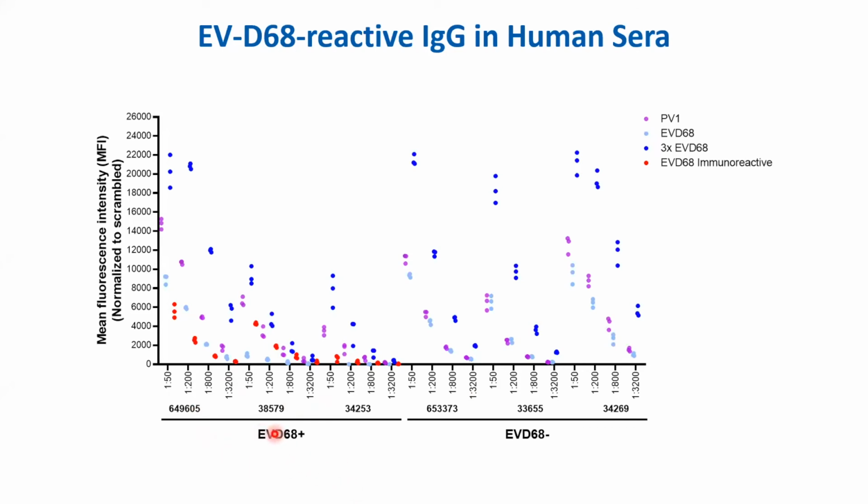patients, the one really interesting thing we see is that the positive antibodies are still binding, but we also see binding with this EVD68 immunoreactive peptide, again suggesting that this peptide is really, really good at teasing out and finding EVD68 specific antibodies.